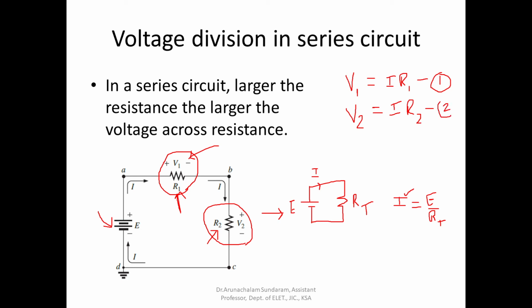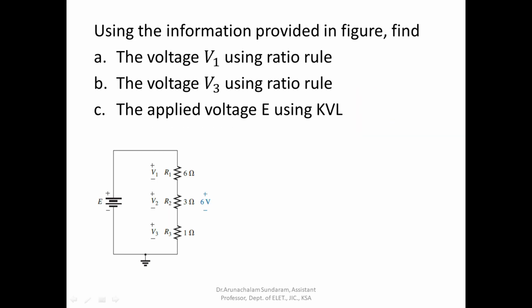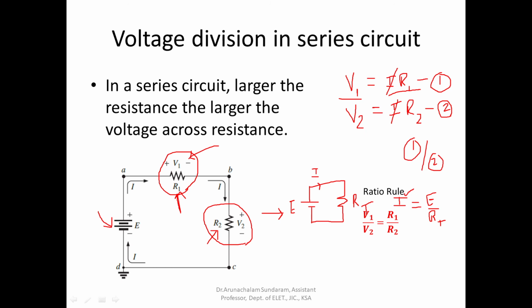Now what will happen if you divide equation 1 by 2? If you divide equation 1 by 2, it will be like this. So what do you understand? This current and this current will get cancelled, and that is called the ratio rule. So this formula V1 by V2, let me erase it here so that you can clearly see the formula. So this formula that I've derived now is called the ratio rule.